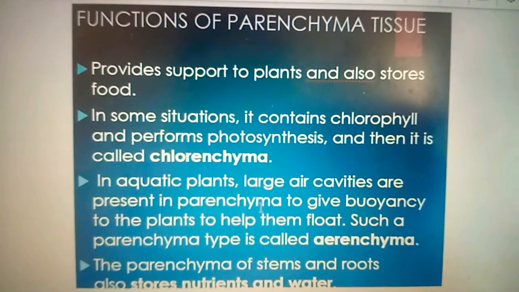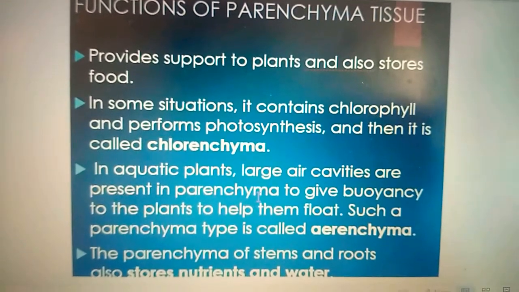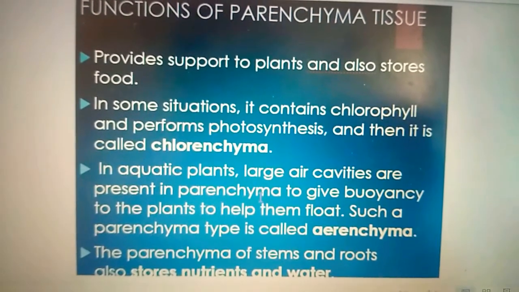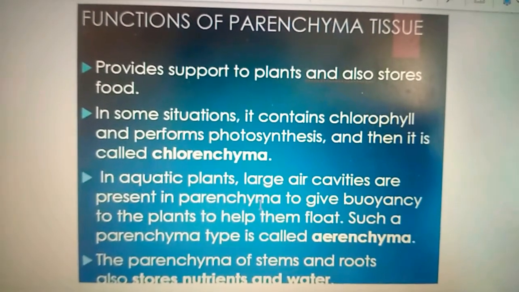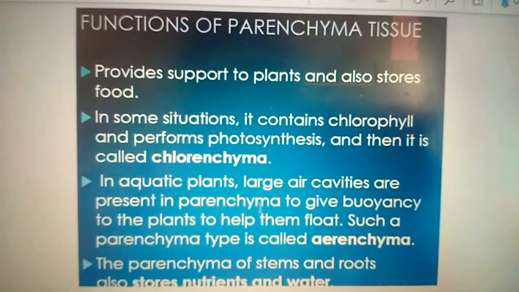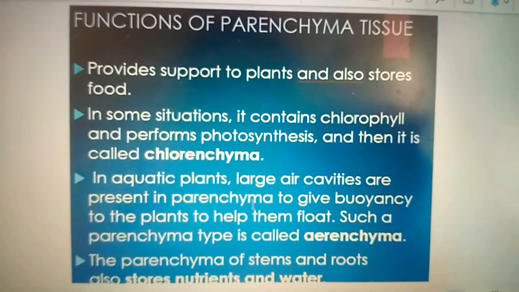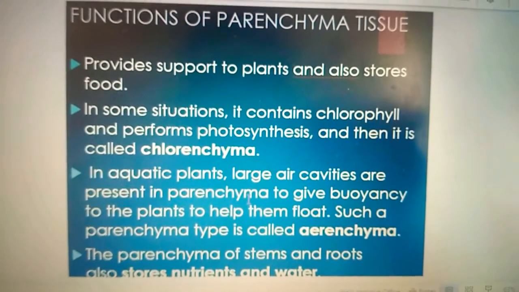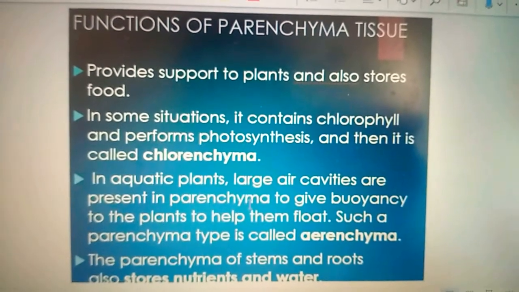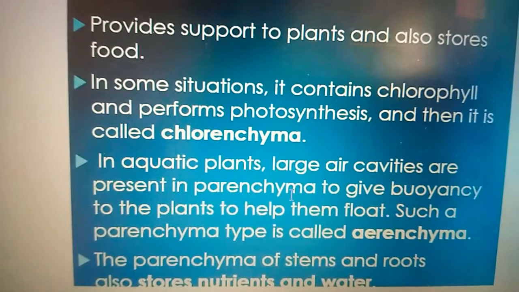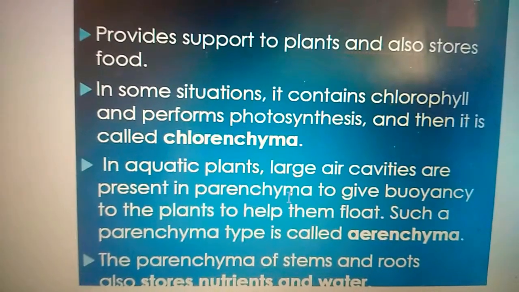Here, functions of parenchyma tissue. It provides support to the plant and also stores food. In some situations, it contains chlorophyll and performs photosynthesis, and then it is called chlorenchyma. In aquatic plants, large air cavities are present in parenchyma to give buoyancy to the plants to help them float. Such a parenchyma type is called aerenchyma. The parenchyma of stems and roots also stores nutrients and water.